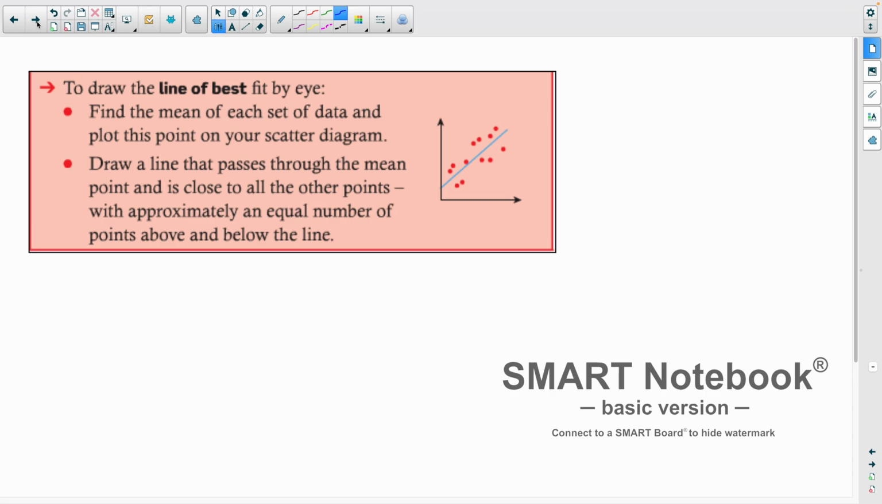Then I'm going to draw through that point, and then I'm going to try to balance the other points as best I can. All right? So that's the line of best fit.